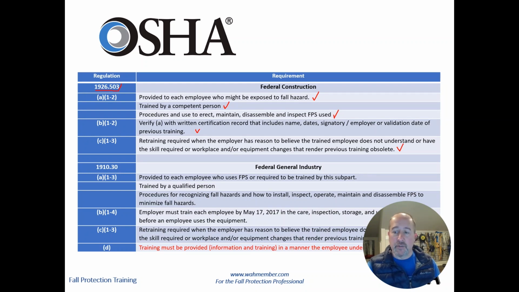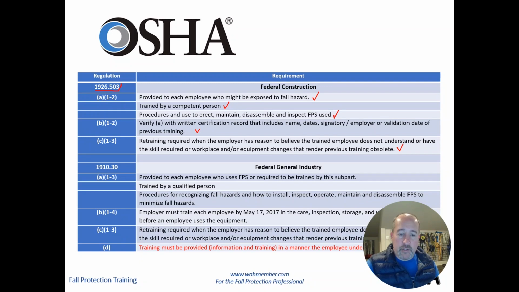So retraining is only required in 3 situations. And that's when the employee doesn't have the requisite skill. Retraining has to occur with the workplace changes or the equipment changes that render previous training obsolete. So these requirements: train the person, select somebody qualified to do the training, include all the procedures to erect, maintain, and disassemble, document the training, and retrain are very consistent themes amongst all the regulations.